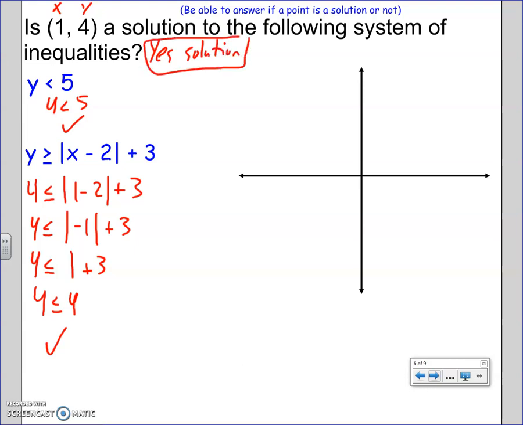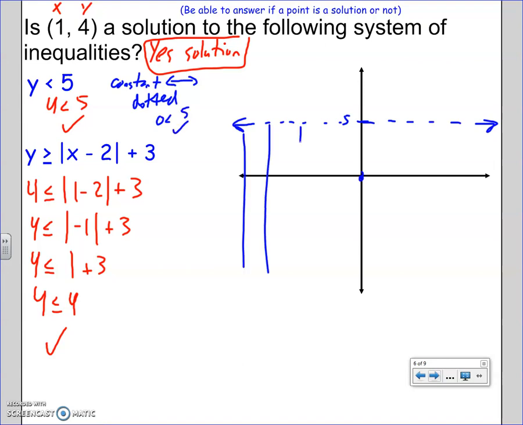Now you could graph this. Not hard. So let me just graph it real fast. This one is a constant. It's sideways. So y at 5 and it's dotted. Let's call this 5. Sideways line. Dotted. If I do test point 0, 0, is 0 less than 5? Yeah. So I shade down here.